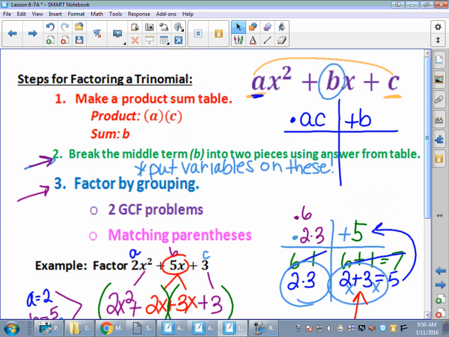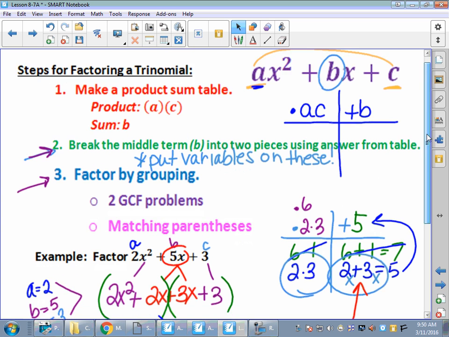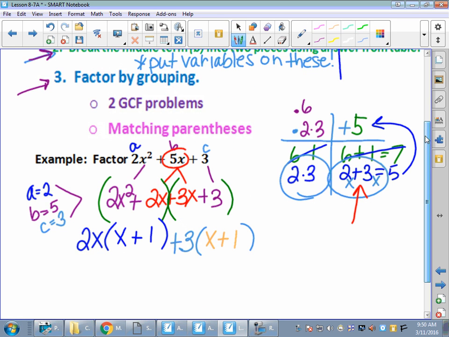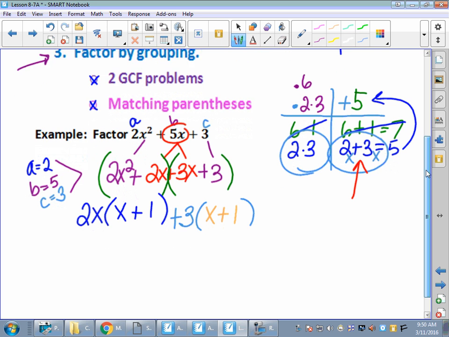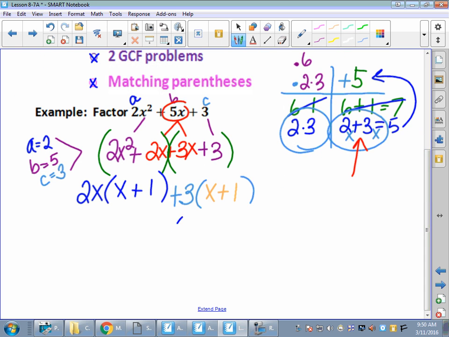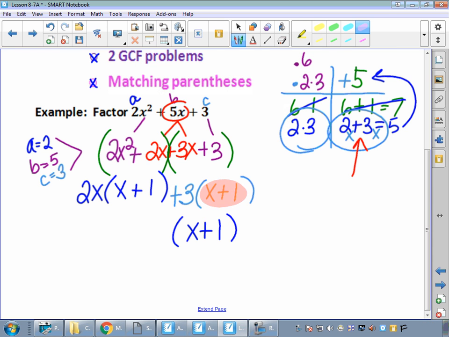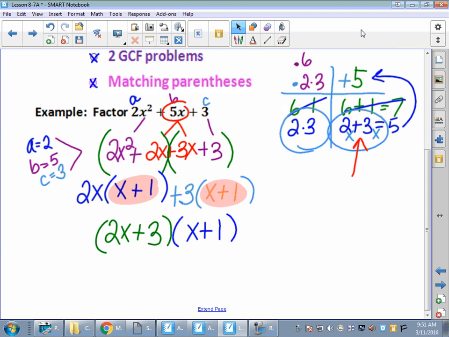So now I am going to look at what I've got. I just did 2 GCF problems, and now I need to make sure, do I have matching parentheses? I do, right? X plus 1. Remember how our x plus 1s become one parenthesis of my answer, and my GCFs, 2x plus 3, become the other half of my answer.